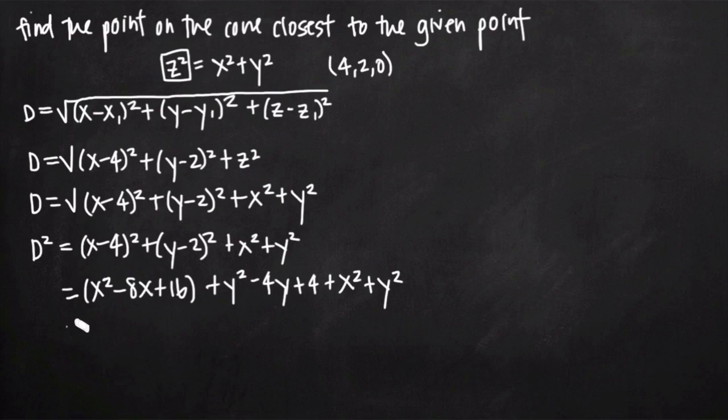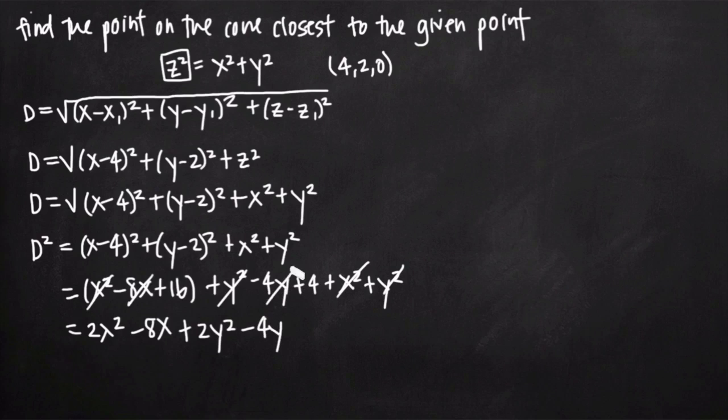When we simplify here, we have x squared plus x squared. That's going to give us a 2x squared for these 2 terms. We have a negative 8x, so minus 8x. Then for our y terms, we have plus y squared and plus y squared, so let's do a plus 2y squared here. Then we have a minus 4y, so that takes care of that term. Then we have a plus 16 and a plus 4, so a plus 20. That's going to be equal to, of course, d squared.